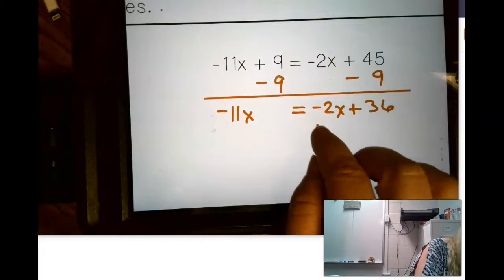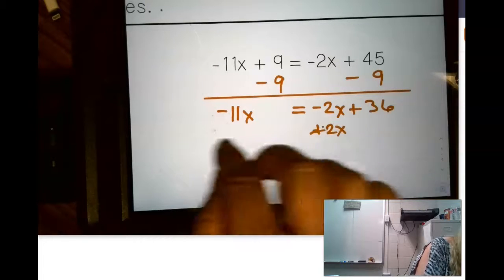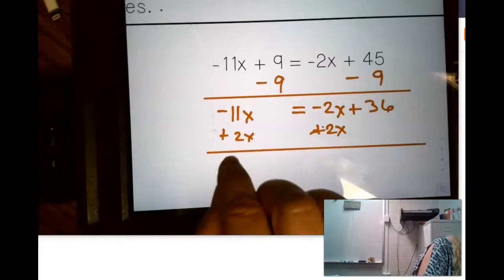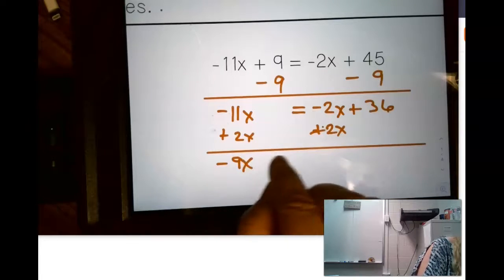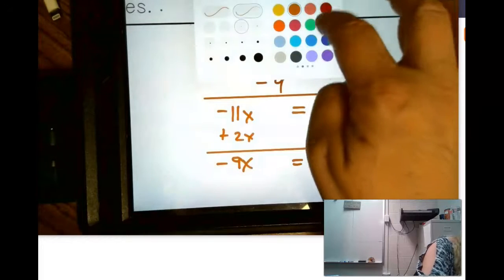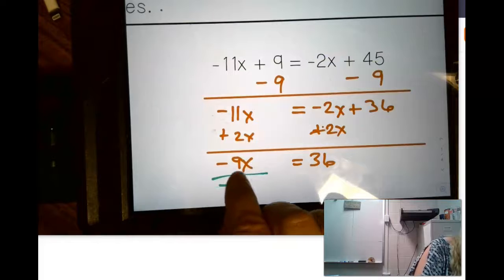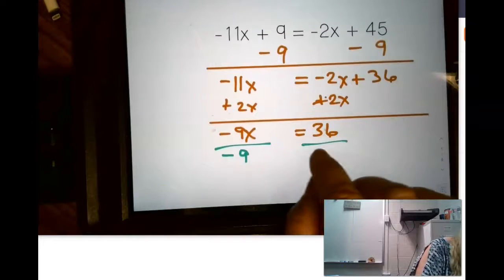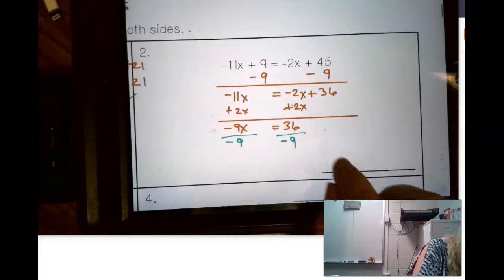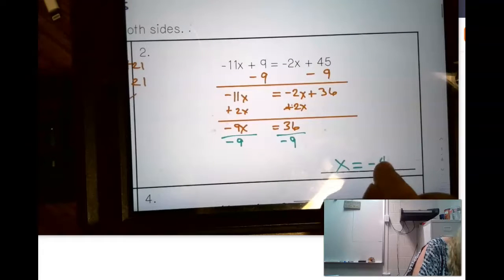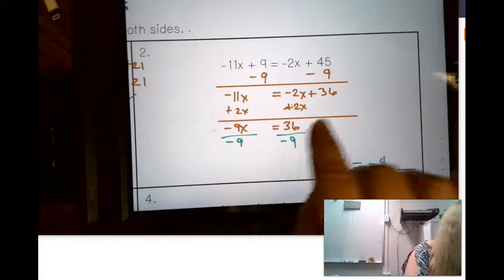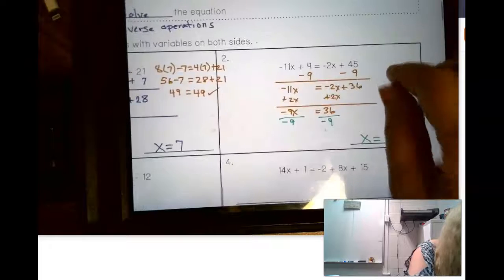Now I need to add 2x to both sides to move that over. And that will give me minus 9x equal 36. And then I need to divide by negative 9 this time because x has to be positive to actually solve for it. And so x equal negative 4. Again, it's always a good idea. You can go back and plug that in and make sure you got the right answer.